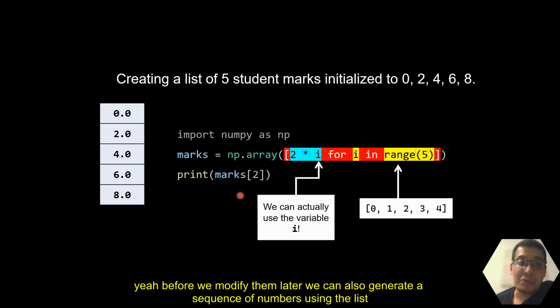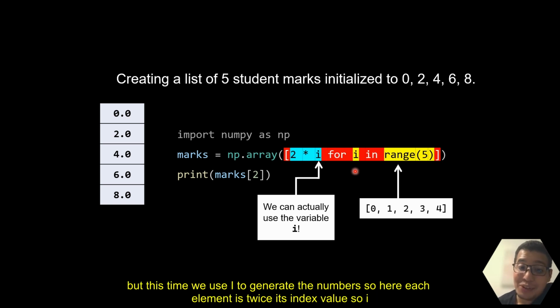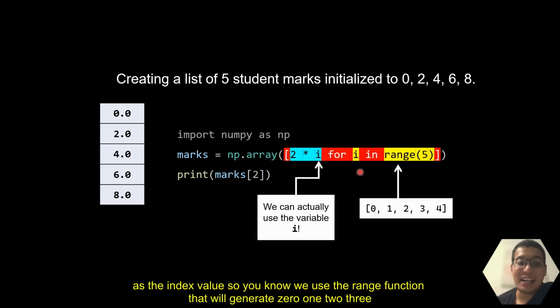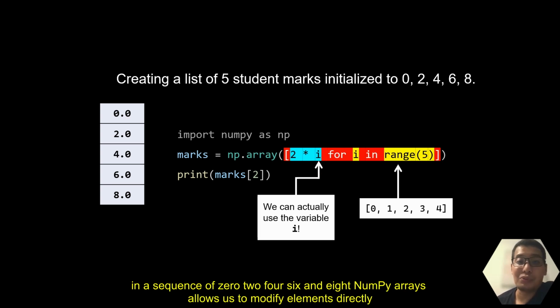We can also generate a sequence of numbers using list comprehension inside the array function. This is the array function. Previously, i was a dummy variable, but this time we use i to generate the numbers. Here, each element is twice its index value, so i is the index value. We use the range function that will generate 0, 1, 2, 3, and 4. Each element will be multiplied by 2, basically resulting in a sequence of 0, 2, 4, 6, and 8.